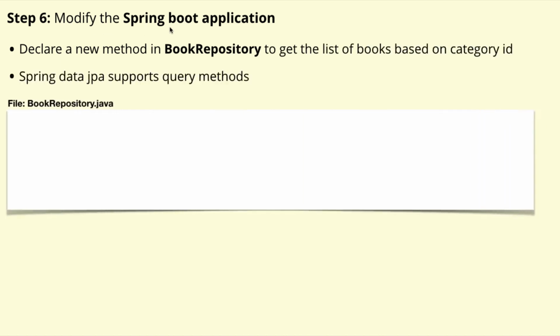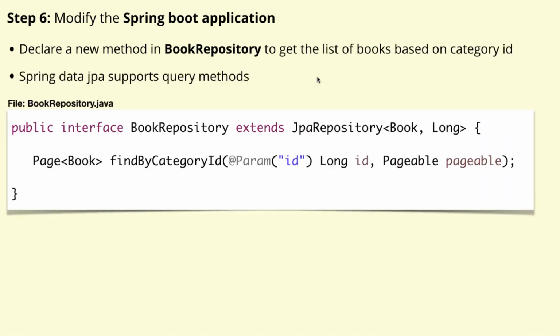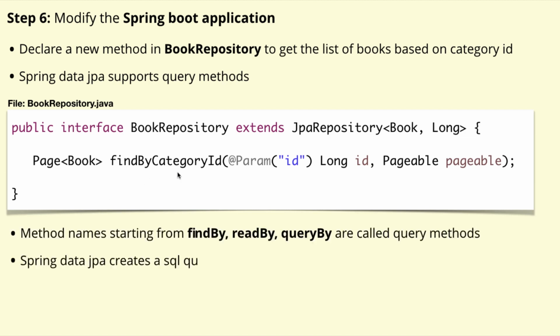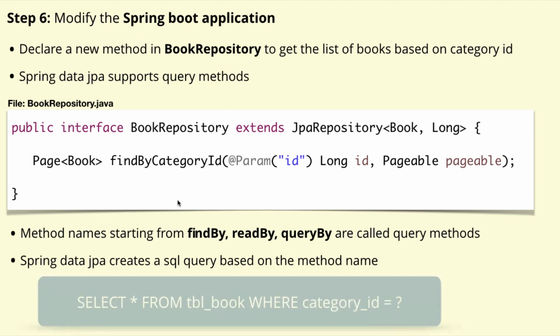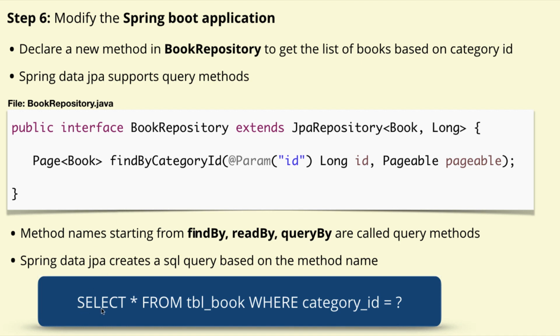Alright, step 6 is to modify the Spring Boot application to get the list of books based on the category ID. Spring Data JPA supports query methods, and within the BookRepository.java, we're going to define a new method findByCategoryId, and this will accept a parameter which is a category ID. The method names starting with findBy, readBy, queryBy are called query methods, and behind the scenes, Spring Data JPA creates a SQL query based on the method name. In this case, it creates a SQL query like this: select * from tbl_book where category_id is equal to whatever ID we are passing to this method.